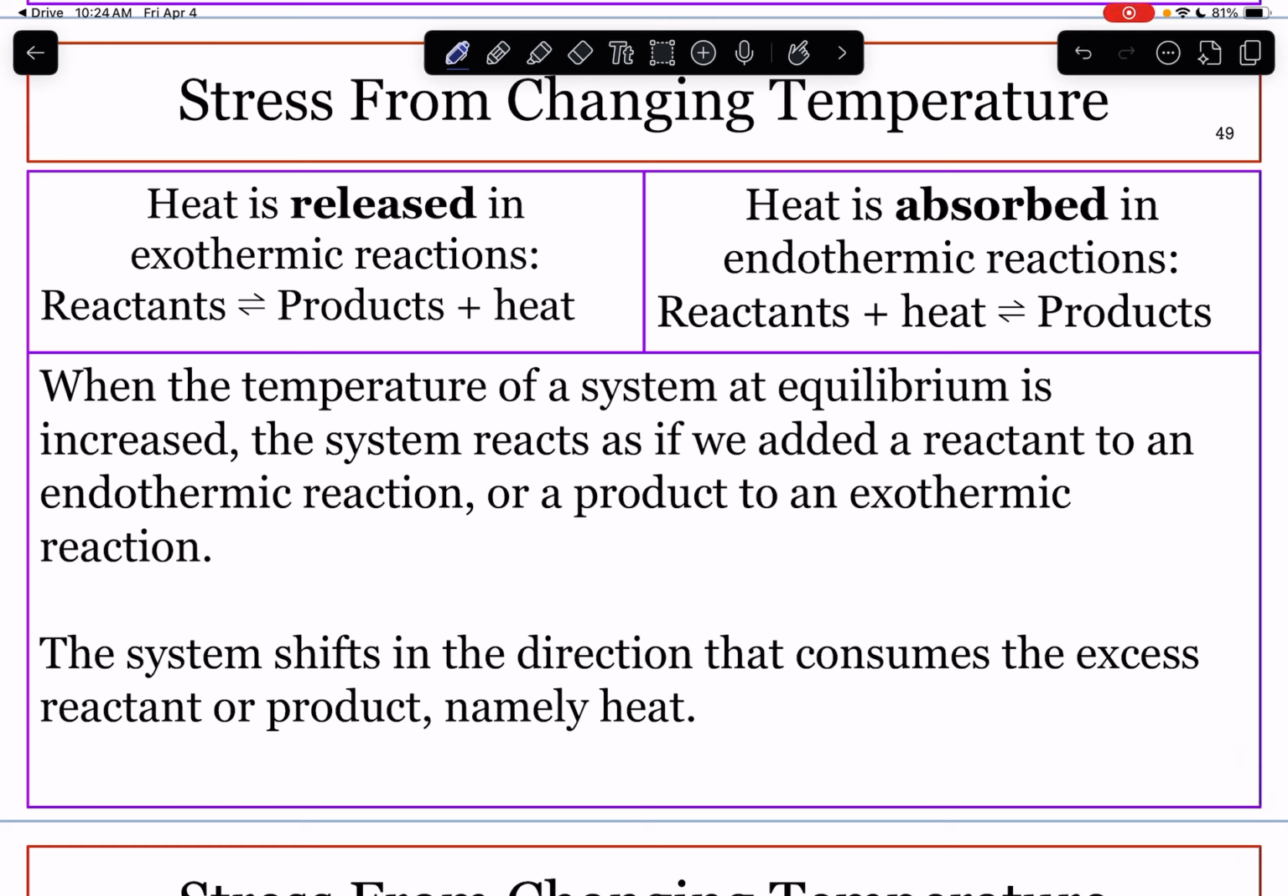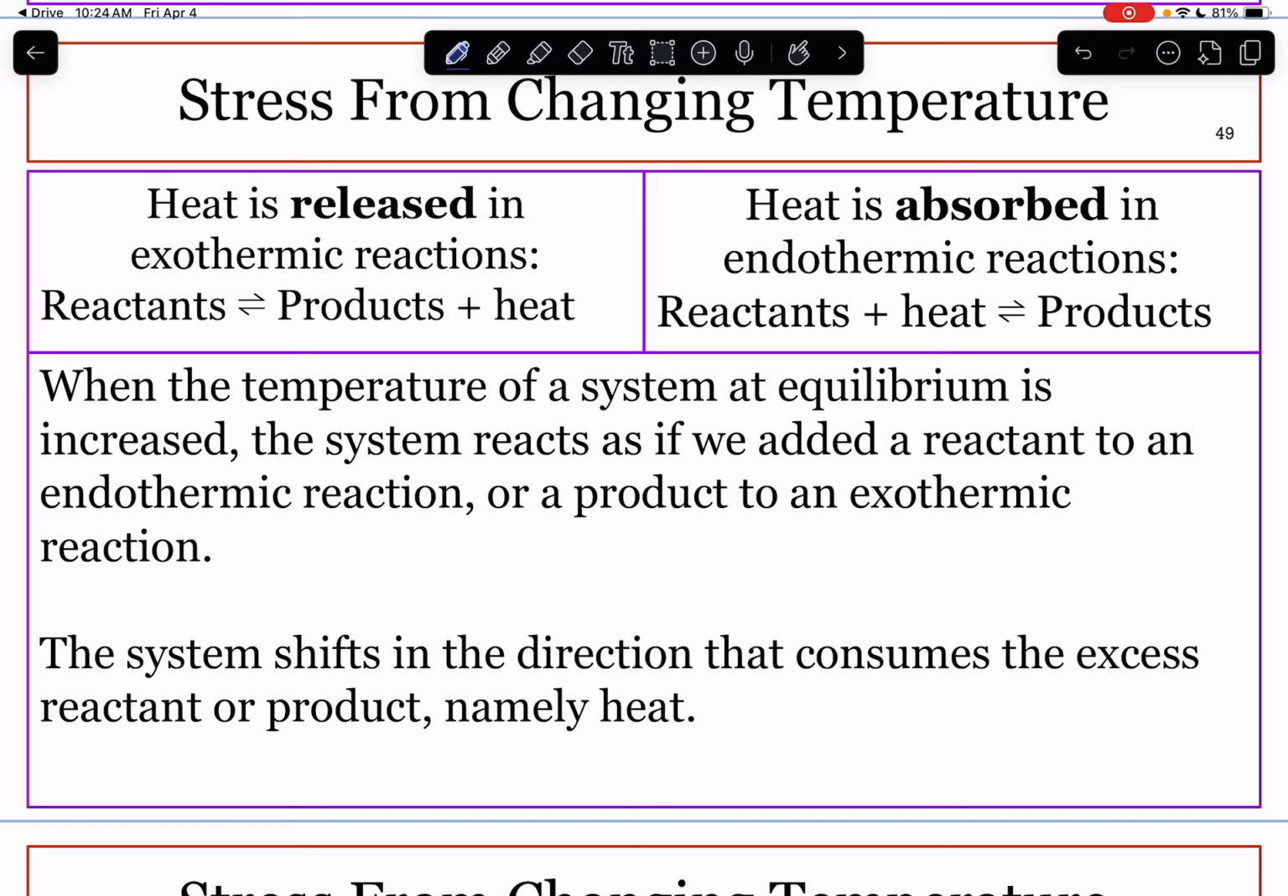We can add heat to a system at equilibrium by placing the closed system or the closed container on a hot plate or over a Bunsen burner. We can also remove heat from a system at equilibrium by placing the container in an ice bath. You would place the closed or sealed beaker or Erlenmeyer flask directly into a bucket full of ice, so that removes heat from the system. This will disturb the equilibrium system, and nature will work to get the system back to equilibrium.